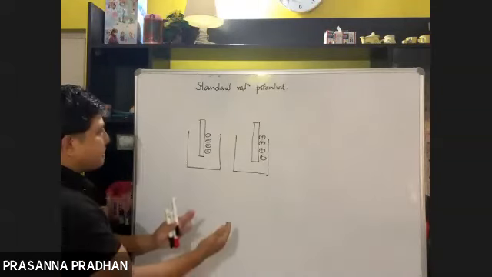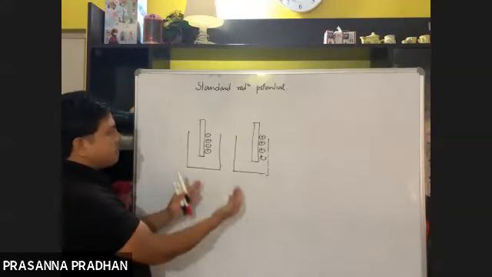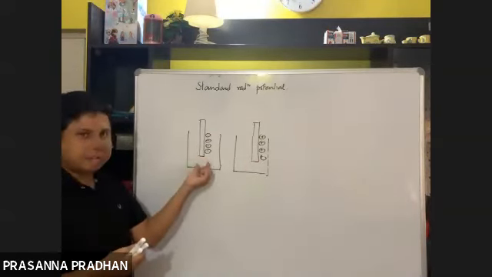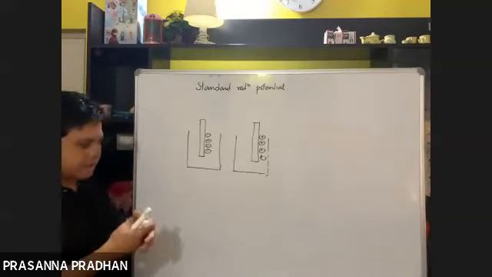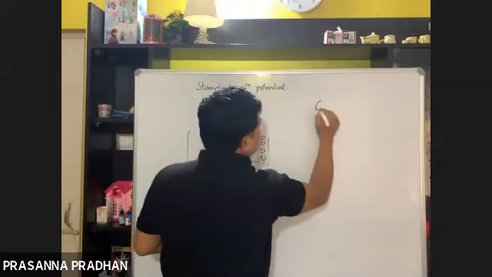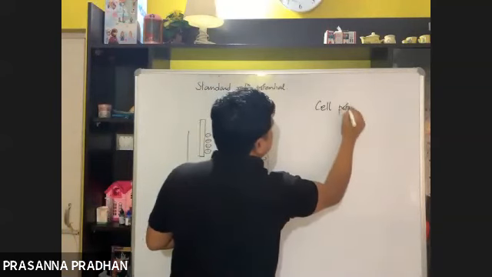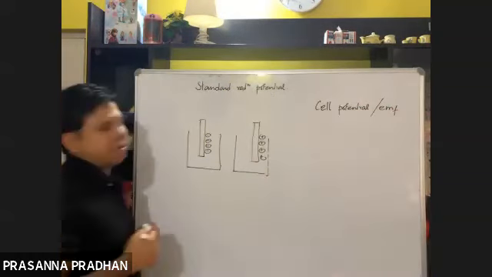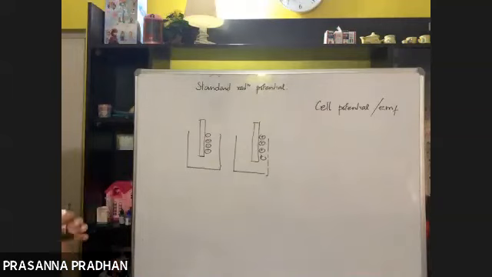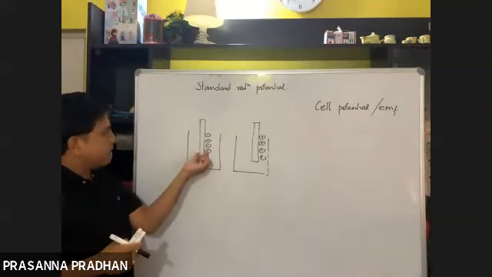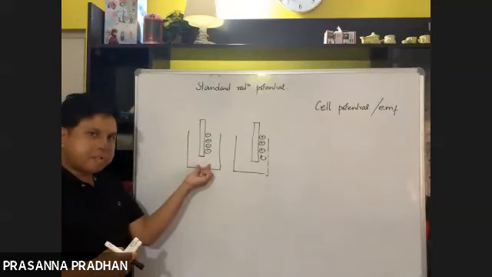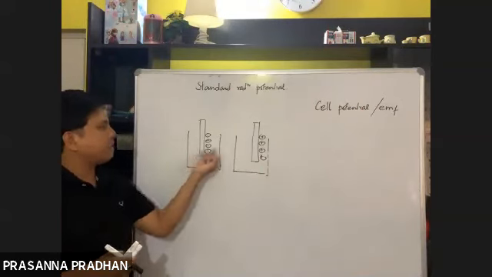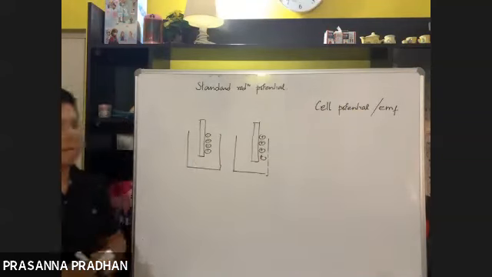So this potential difference which arises between the two electrodes as a difference of charges is known as your cell potential, or this is also known as your EMF, electromotive force. Electrode potential means potential difference between the electrode and its ions. And cell potential means the potential difference between the two half cells like this. This is known as your cell potential or EMF.